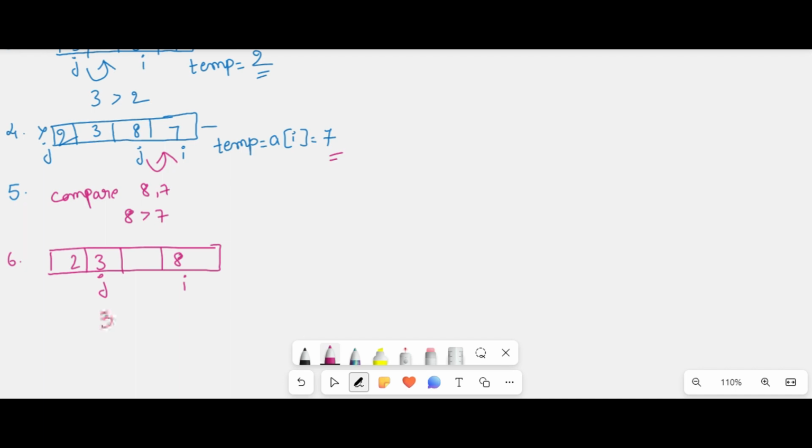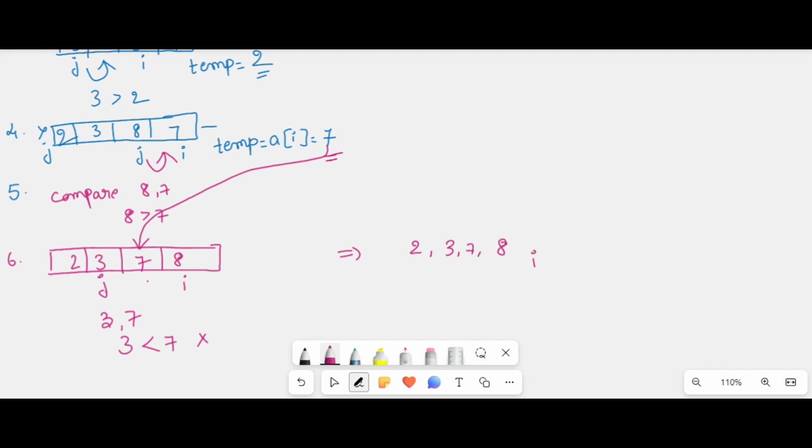Now compare 3 and our temporary variable 7. 3 is less than 7. So 3 is less than 7 means no need to move. Then what shall we do? So this we will place in this space, which is nothing but j plus 1th position. J plus 1th position, 7 we will get. See, now the array is 2, 3, 7, 8.